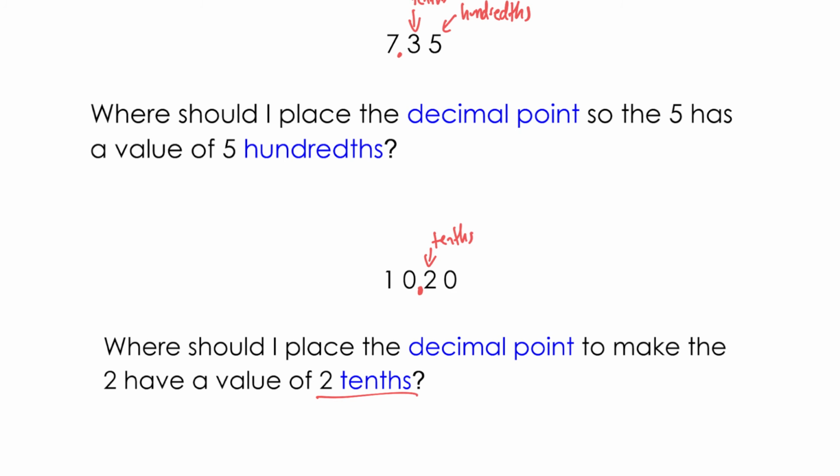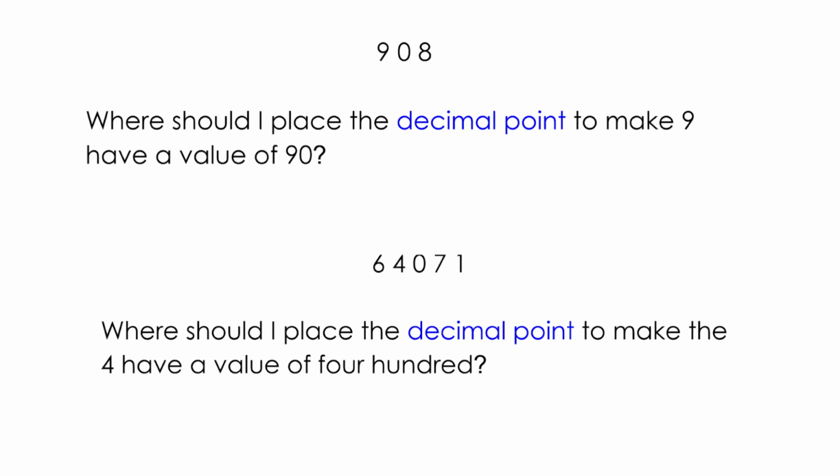Okay. Slide 10, similar to slide 9, asks us, where should I place the decimal point to make 9 have a value of 90? Well, basically that means you want the 9 to be tens, the 0 would be ones, this would be tenths. So you would have to put the decimal there.